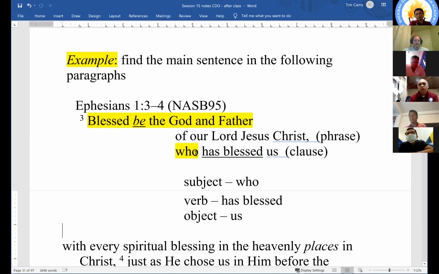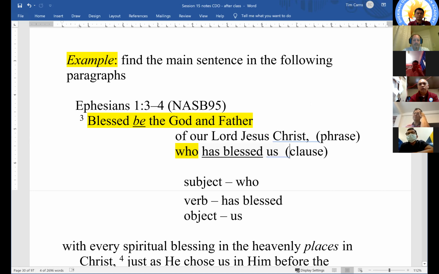The who is connected to God, right? It's modifying God. It's telling us something about God. And notice the first is a phrase modifying God. Which God? The God of our Lord Jesus Christ. And then the second is a clause, but it also is modifying.